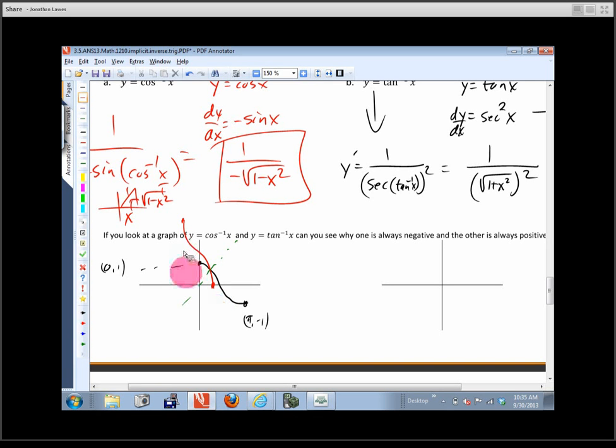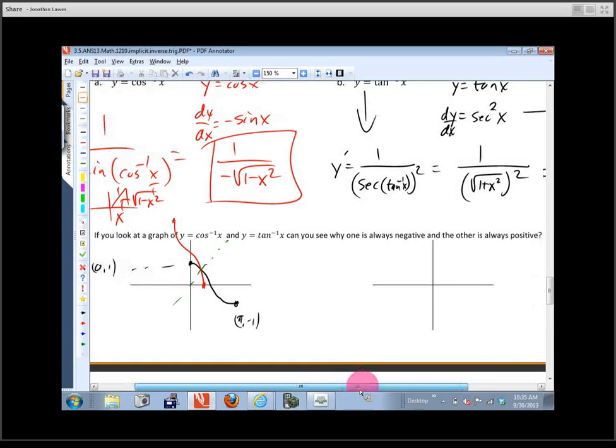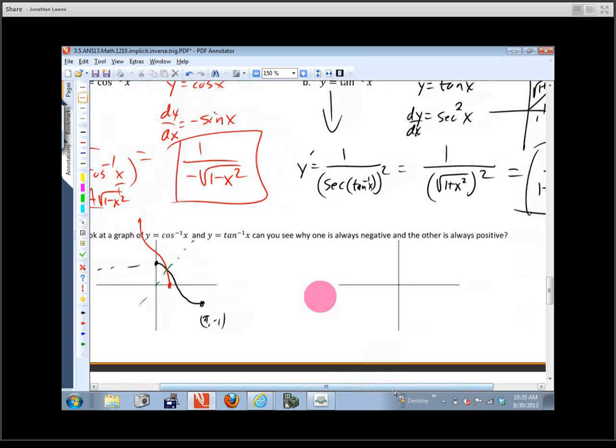1 and negative 1, because we've got that same deal. We've got vertical tangents right there. Okay. Good with that one? Convinced that that's a pretty good find there on the derivative of cosine inverse?